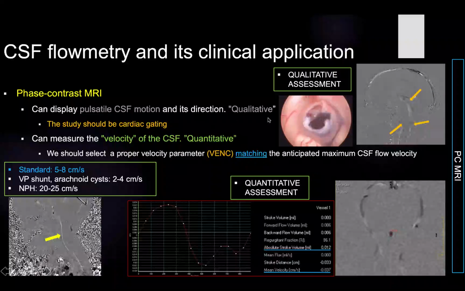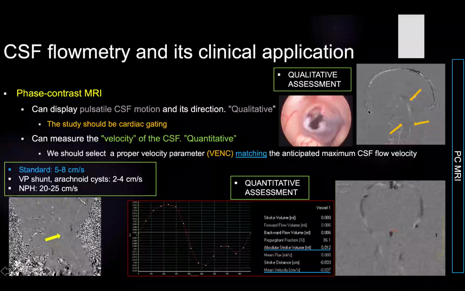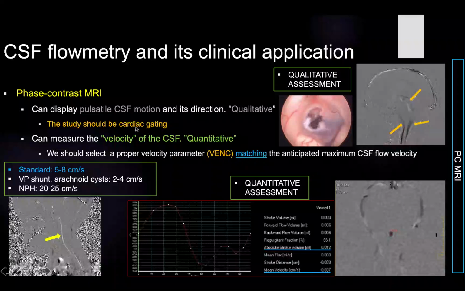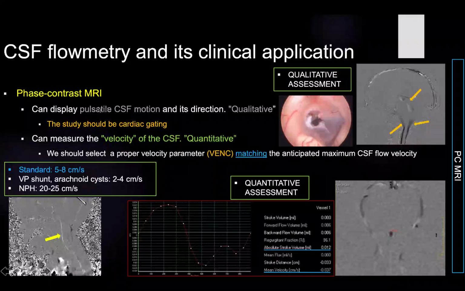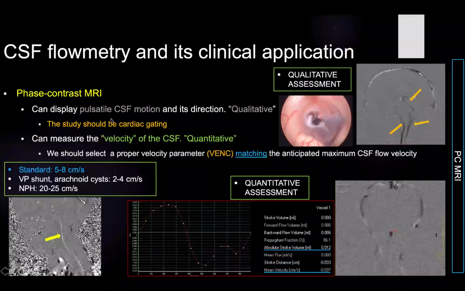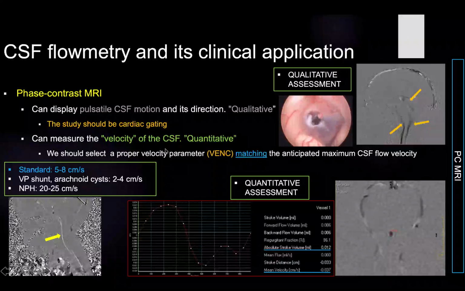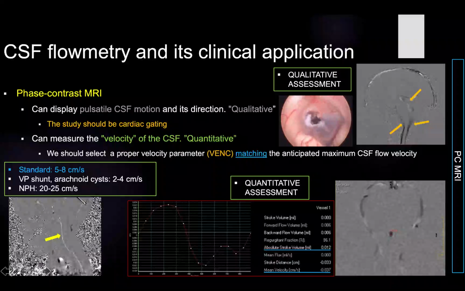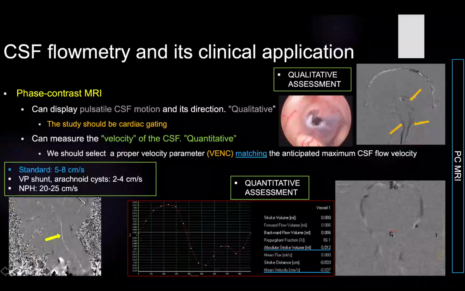As we say here, the CSF flow is intimately related to the cardiac pulsatility, so the study should be cardiac gated. Also, the phase contrast MRI can depict not only the CSF motion, it can also measure the velocity of the CSF flow. It can measure the velocity of this motion by applying an ROI, or region of interest.